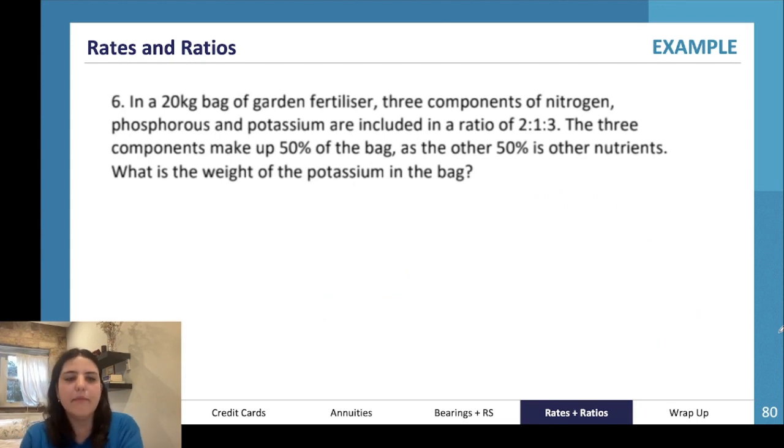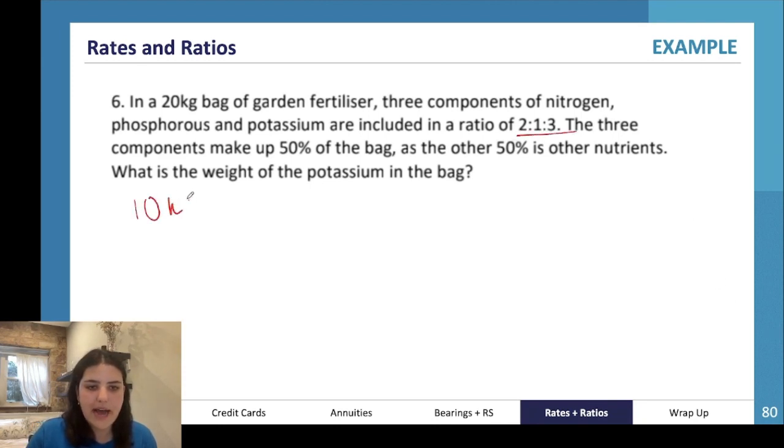Okay, this is another example. In a 20 kilogram bag of garden fertilizer, 3 components of nitrogen, phosphorus, and potassium are included in a ratio of 2:1:3. The 3 components make up 50% of the bag, as the other 50% is other nutrients. What is the weight of the potassium in the bag? So the ratio is only making up 10 kilos of the bag. And there are 6 parts to the ratio. 2 plus 1 plus 3 is 6 parts. So 10 kilos divided by 6 means that 1 part is equal to 1.67 kilograms.